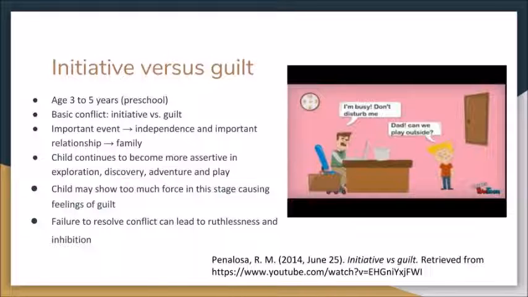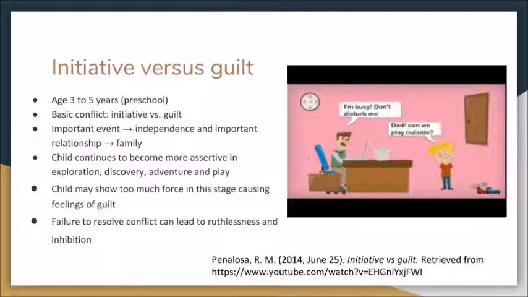The next stage is initiative versus guilt. This is from 3 to 5 years old. The important event is independence, and the important relationship is family. The child continues to become more assertive in exploration, discovery, adventure, and play. The child may show too much force in this stage, causing feelings of guilt. Failure to resolve this conflict can lead to ruthlessness and inhibition.